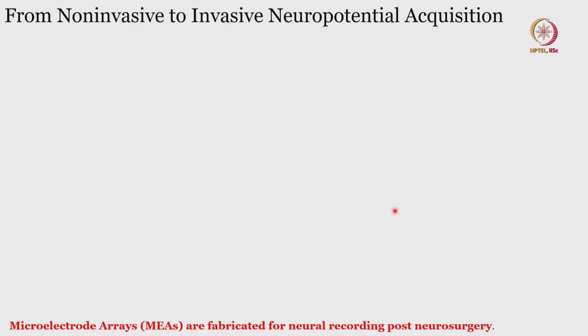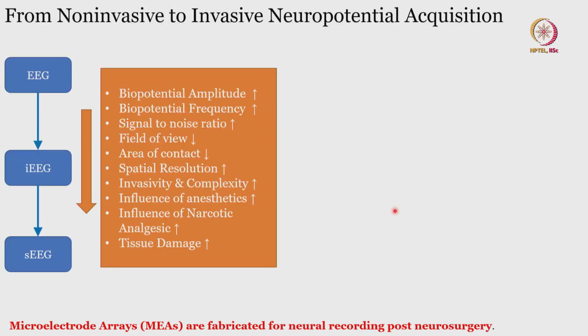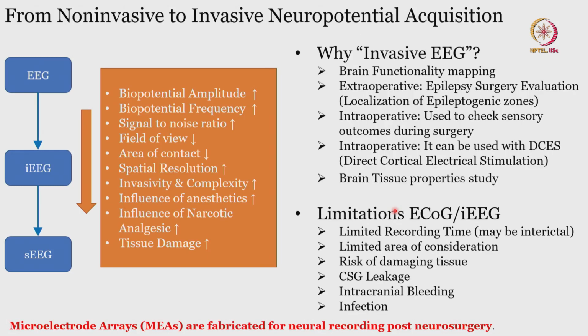Okay. So, from non-invasive to invasive neuropotential acquisition. Like you see here, when we go from EEG, which is non-invasive, to IEEG to SEEG, changes happen. Particularly what we have to understand is what exactly happens when we go from non-invasive to invasive. First and foremost, the biopotential amplitude would increase, the biopotential frequency would increase, the signal to noise ratio would increase, right. And that's good because now we are directly touching the brain, right. Then the field of view decreases, right. Of course, because depending on what kind of craniotomy the surgeon performs, the area would change.